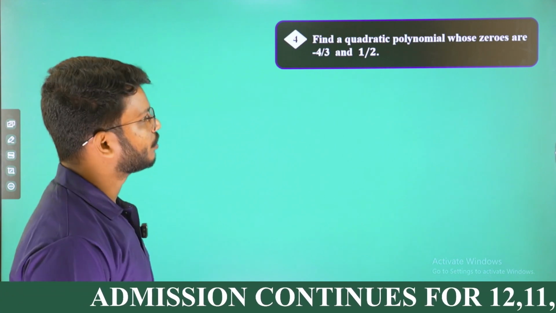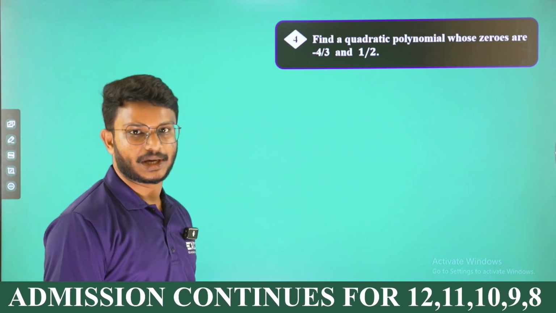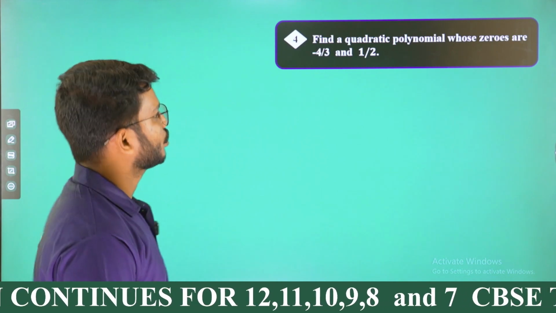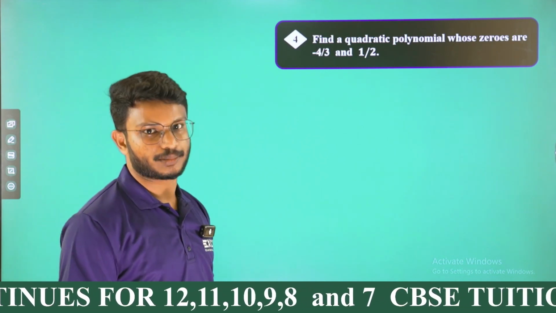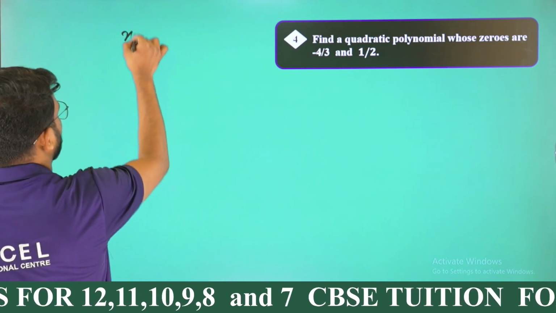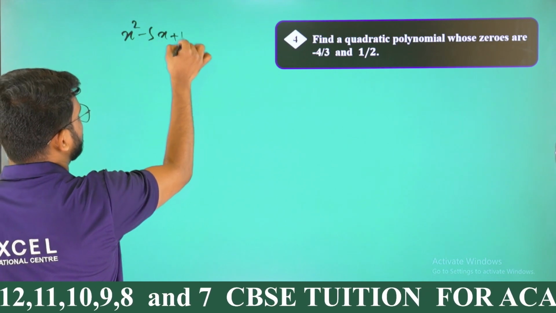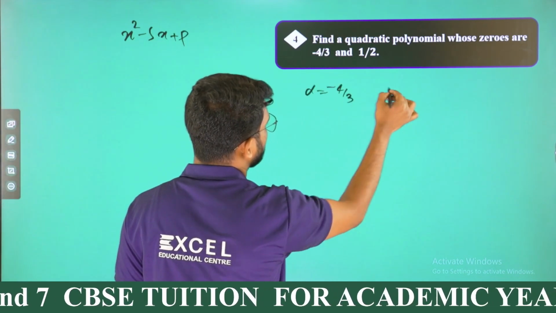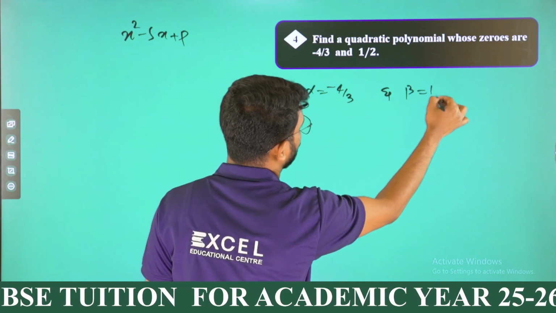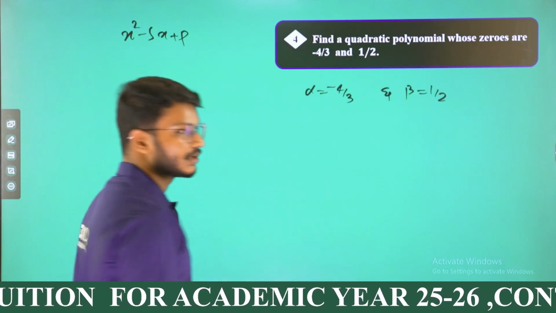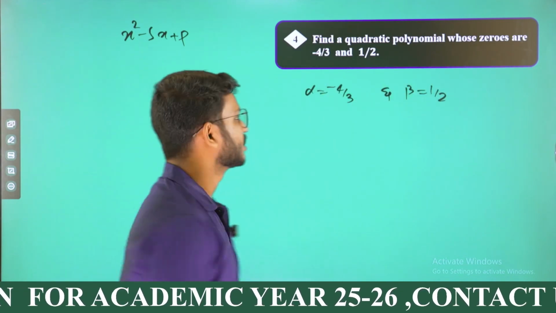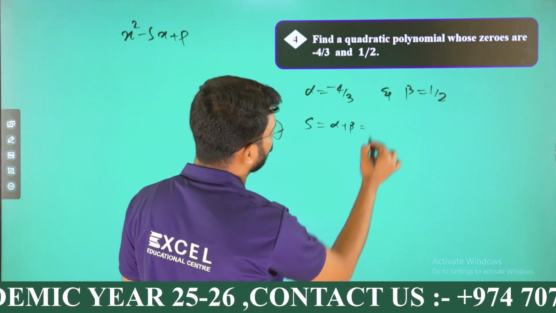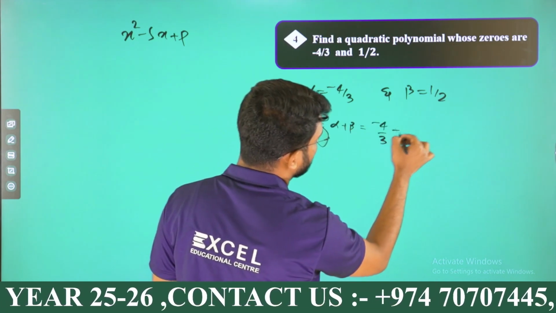Find a quadratic polynomial whose zeros are given by minus 4 by 3 and 1 by 2. The same question, so we have to find the quadratic polynomial: x square minus sx plus p. The zeros are given here, so alpha is equal to minus 4 by 3 and beta is equal to 1 by 2. We have to find the sum and product. So what is the sum? Sum is equal to alpha plus beta, which is minus 4 by 3 plus 1 by 2.